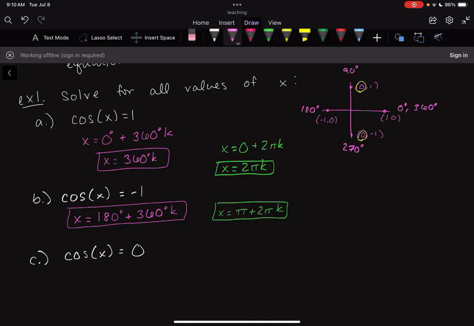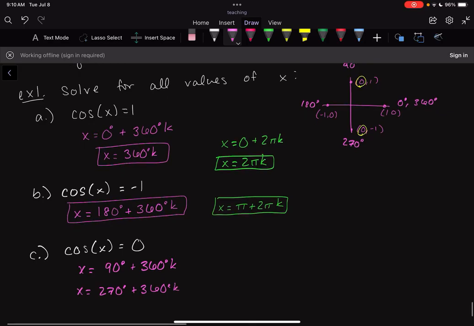So there's kind of two ways to think about this answer. One, you could write it this way: x equals 90 degrees plus 360 degrees k, and then also x equals 270 degrees plus 360 degrees k. However, there's a more condensed way to write this answer.